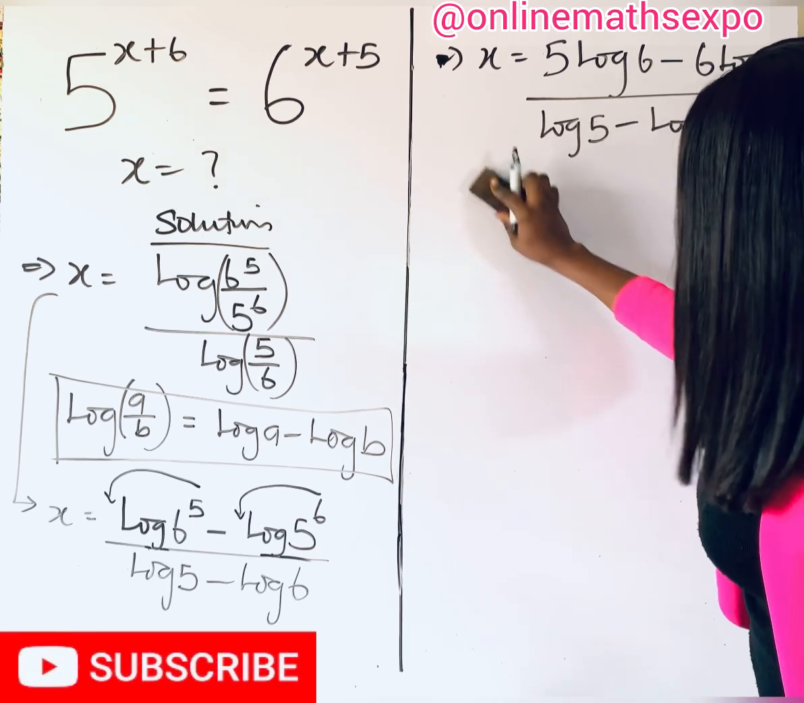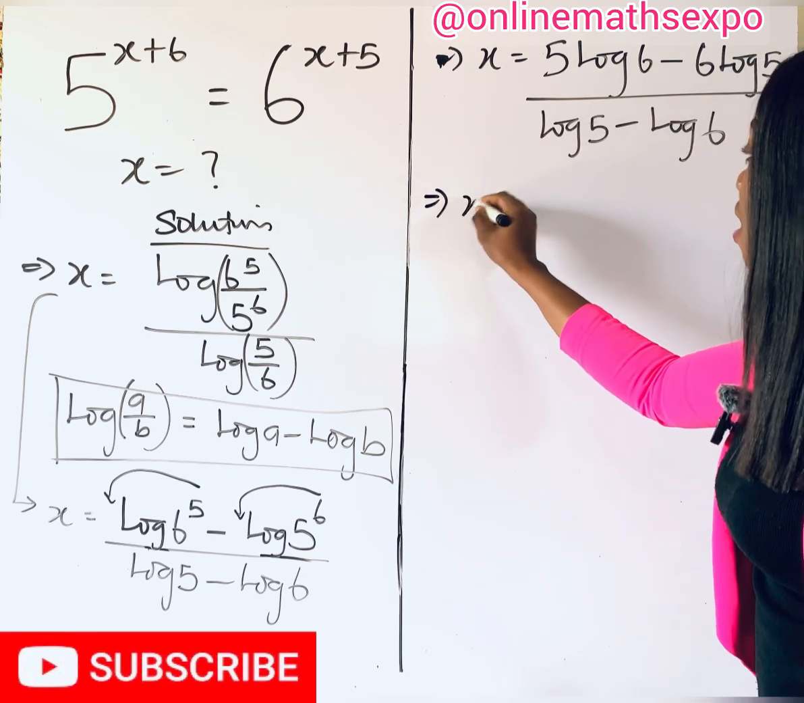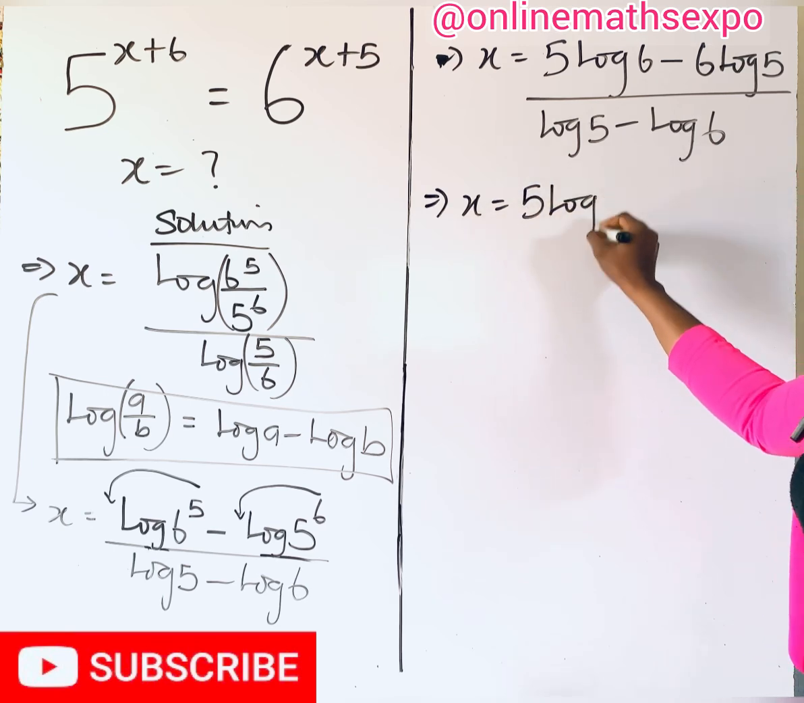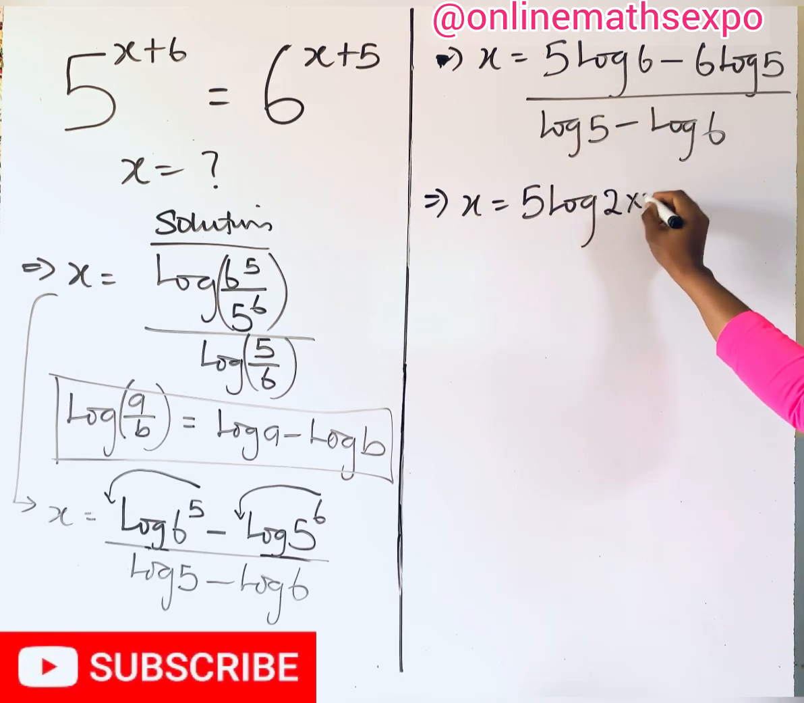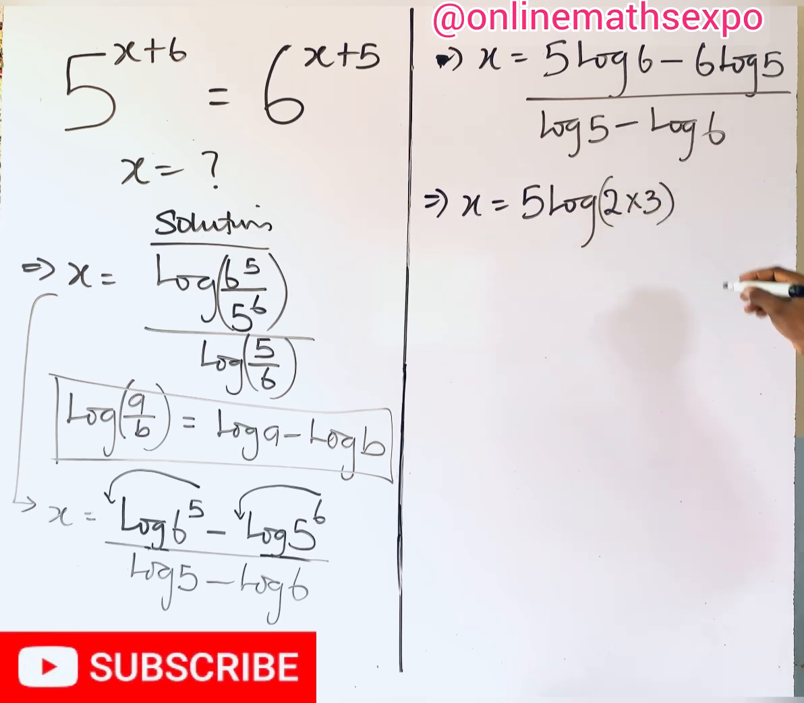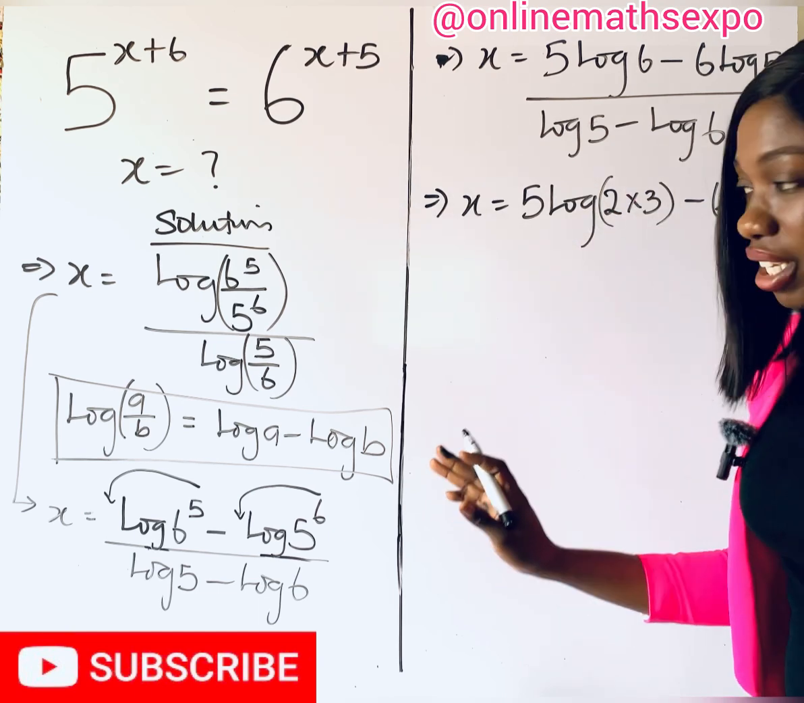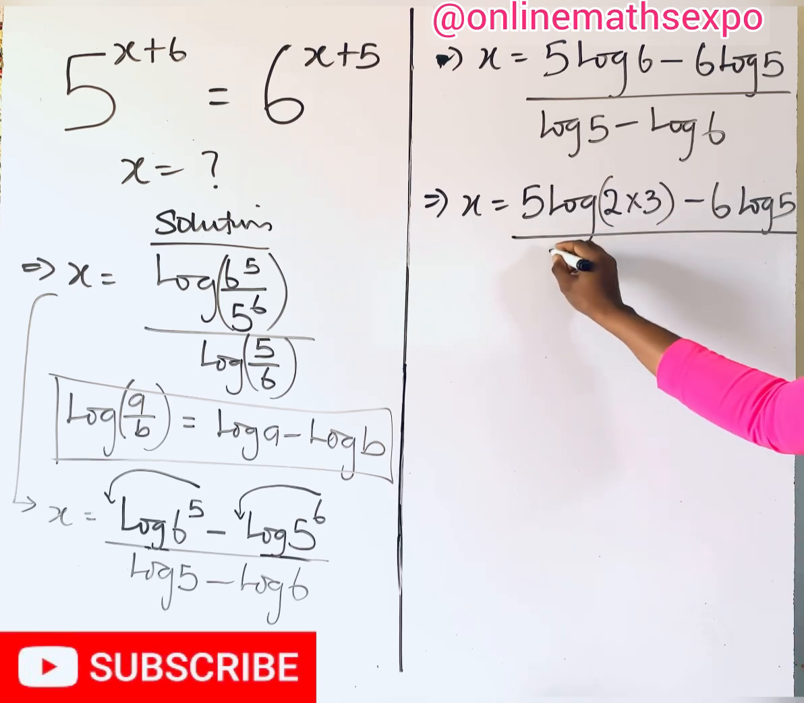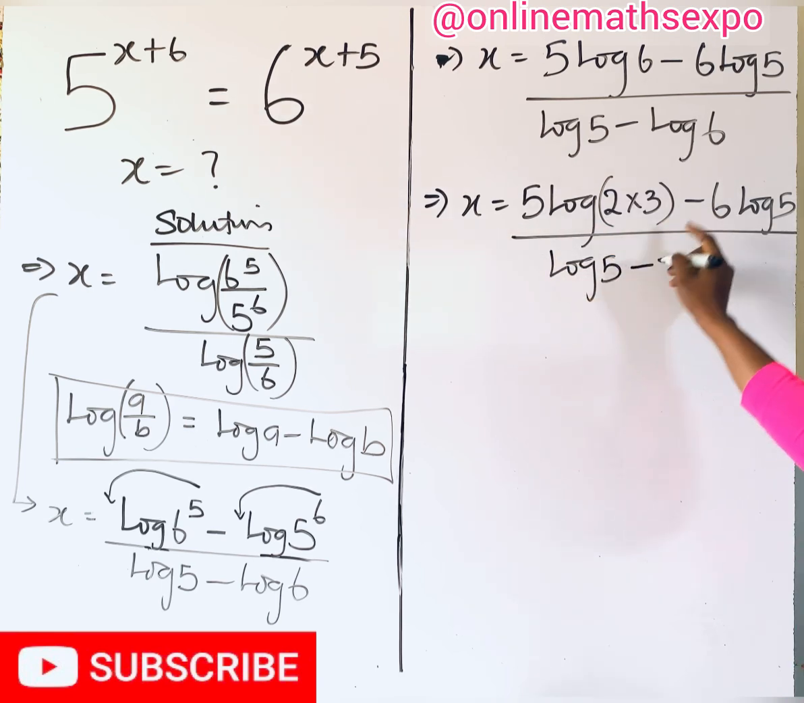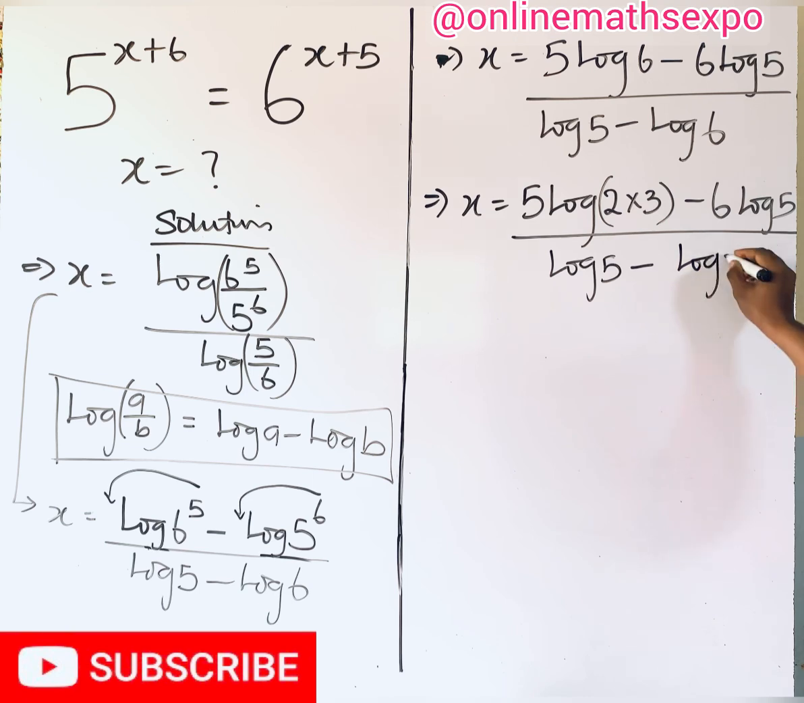Now, it means you are going to have x is equal to 5 log. For this 6, we have it as 2 multiplied by 3. I hope you are with me. Minus 6 log 5, okay? This one is already simplified on its own. The one we want to simplify is the number 6 that is attached to the log. I hope you are with me. So we are going to have divided by log of 5 minus, for this you have log of 2 multiplied by 3. Did you see that?